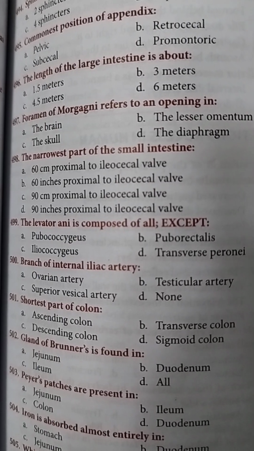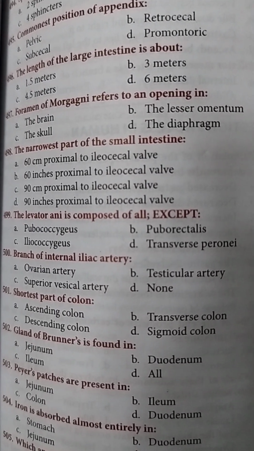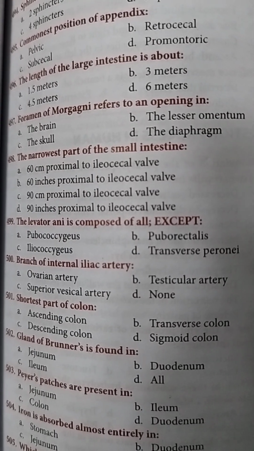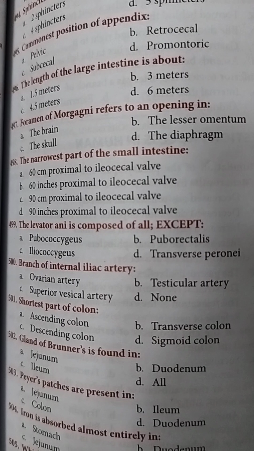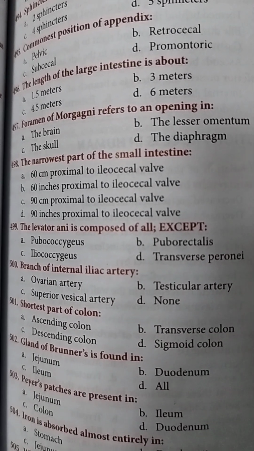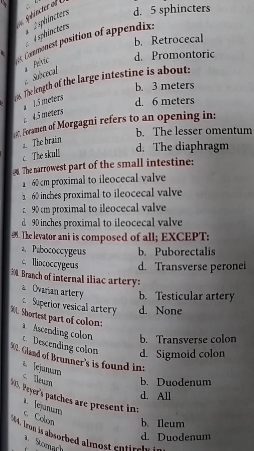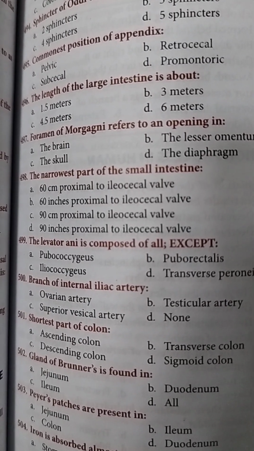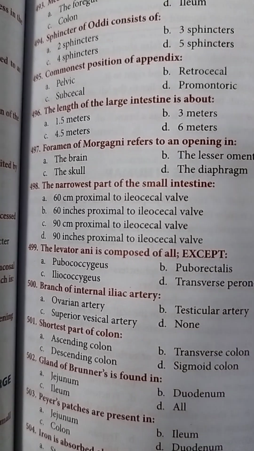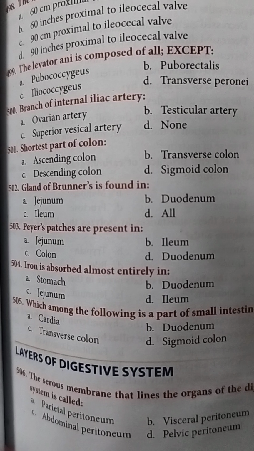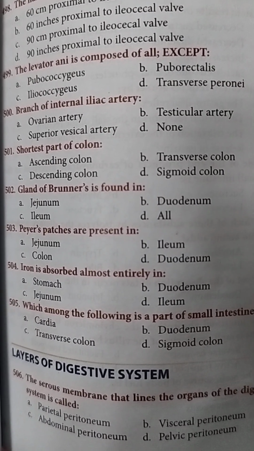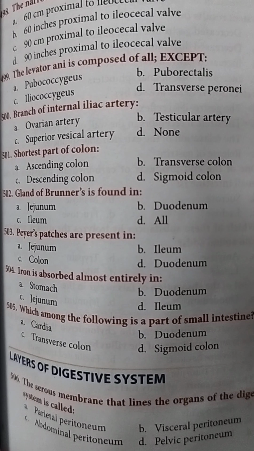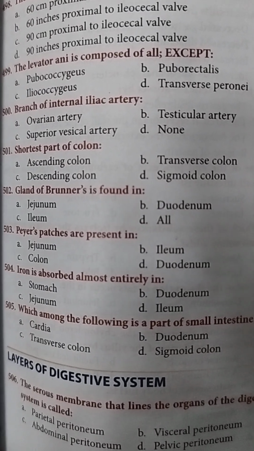ব্রাঞ্চ অফ ইন্টারনাল ইলিয়াক আর্টারি। অ্যান্সার হবে সুপিরিয়র ভেসিকল আর্টারি। ব্রাঞ্চ অফ ইন্টারনাল ইলিয়াক আর্টারি ইজ সুপিরিয়র ভেসিকল আর্টারি। Shortest part of colon is ascending colon.